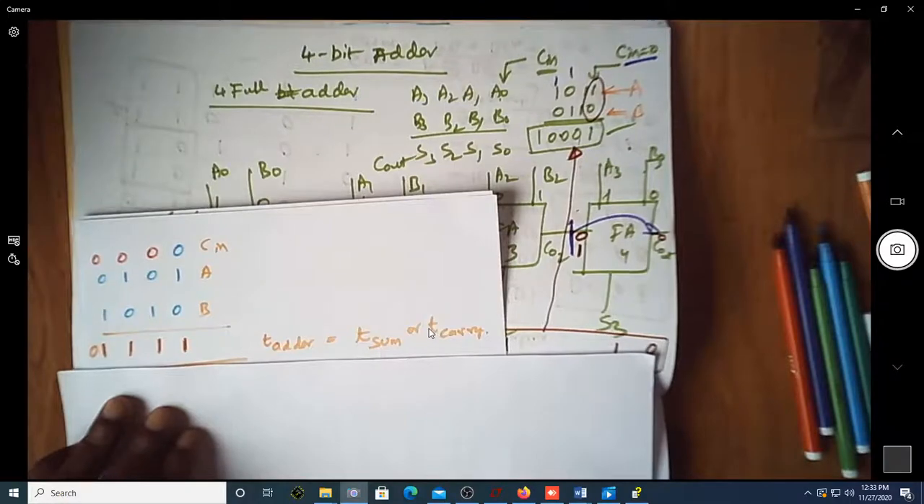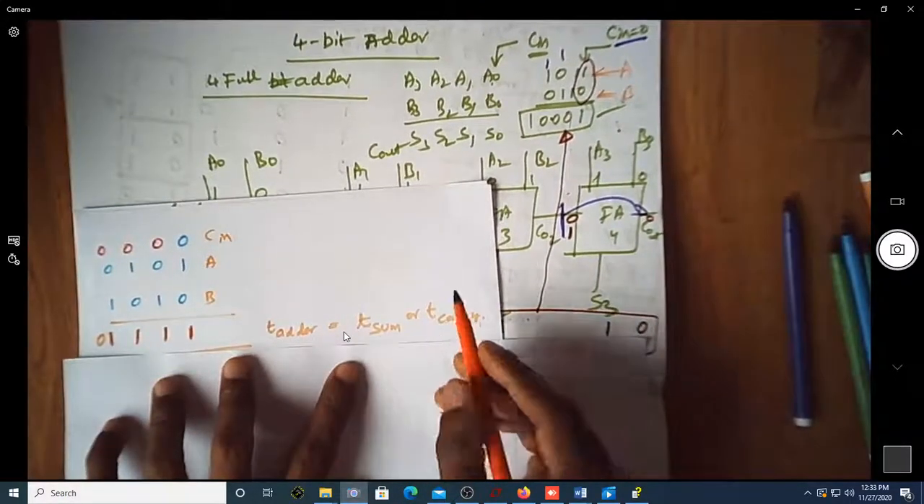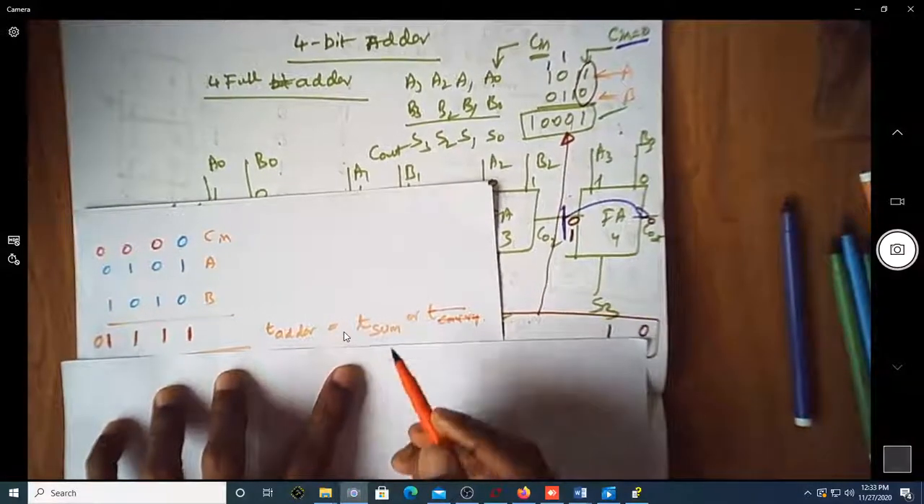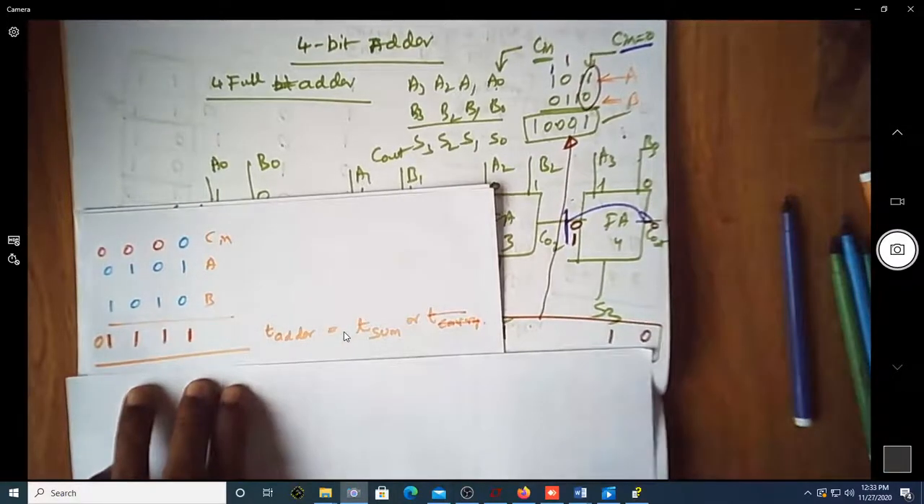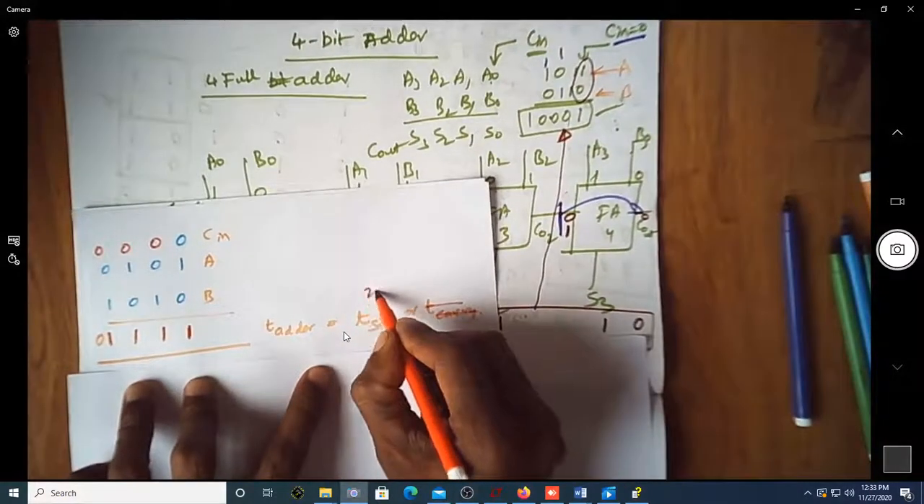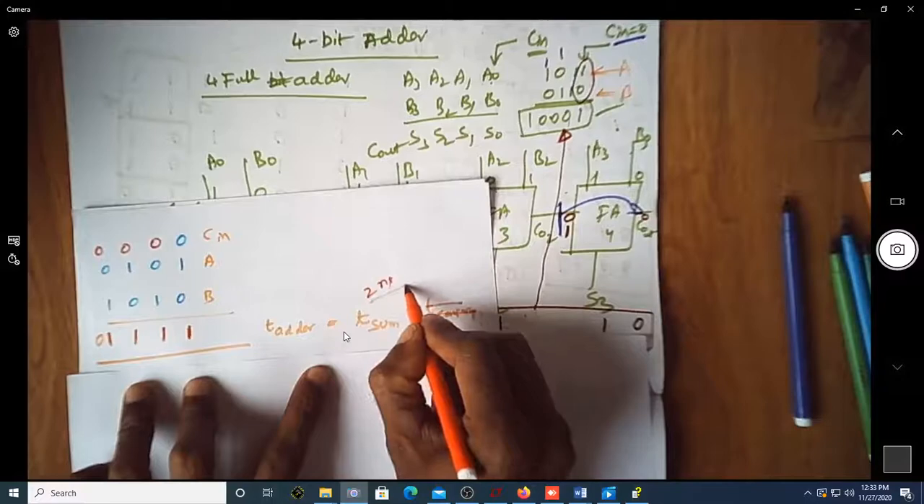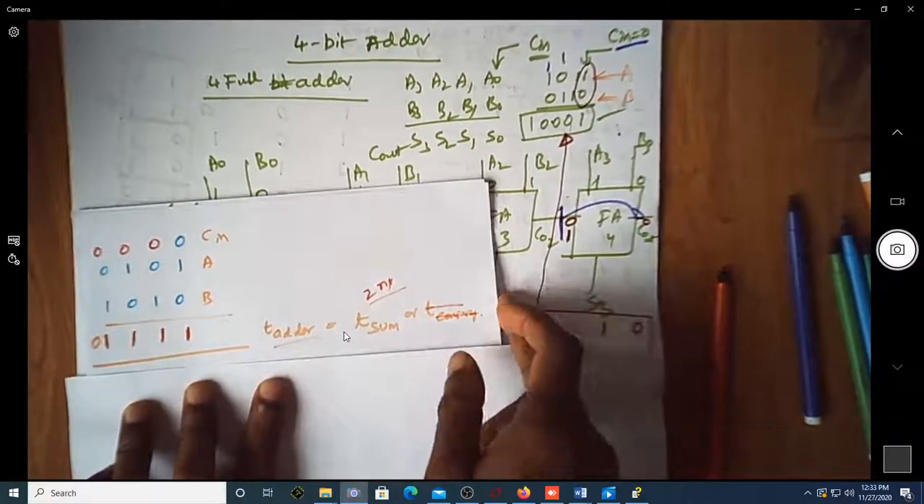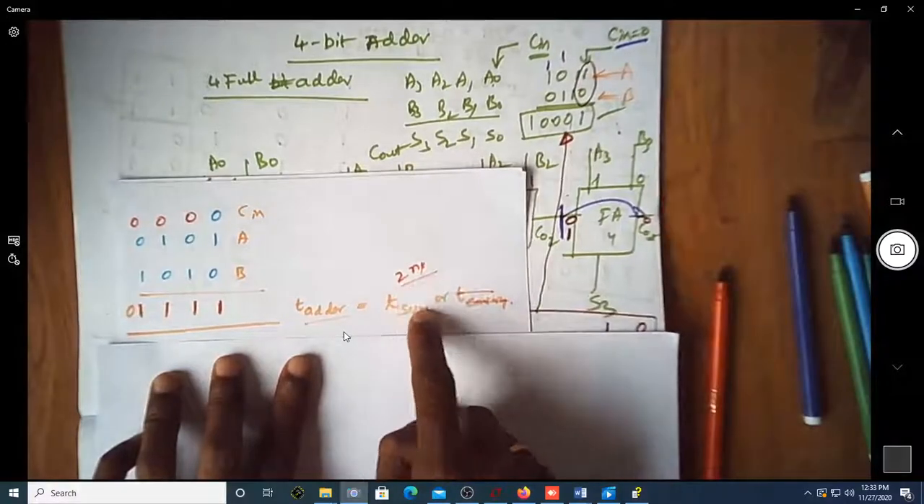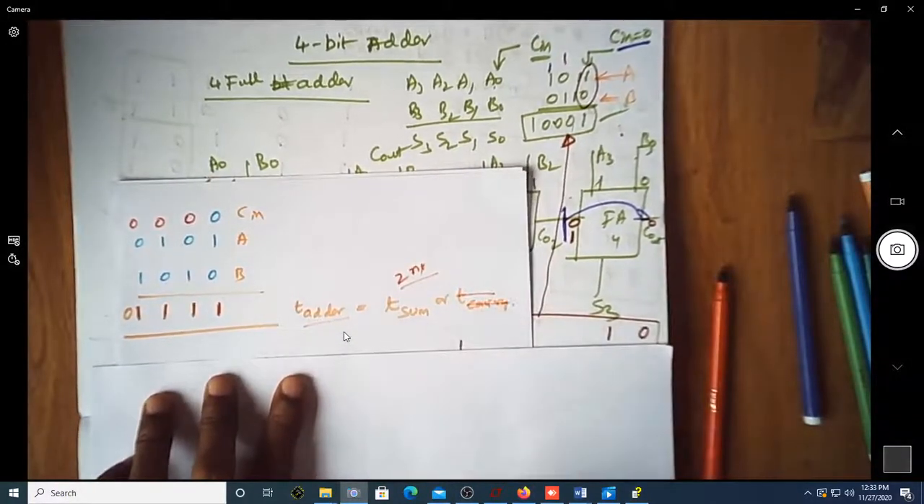Of course T carry is not valid here because there is no carry generated at all. So the time required is only the time for generating the sum, because nothing is propagating. If T sum takes around 2 nanoseconds, then the time required to get the final output is hardly 2 nanoseconds. Suppose I consider 2 nanoseconds as the time required to generate the sum.